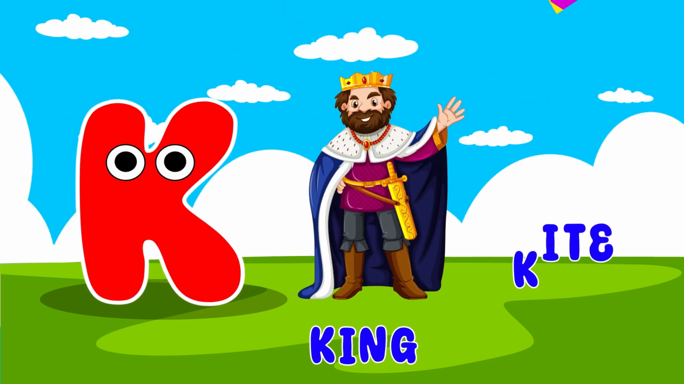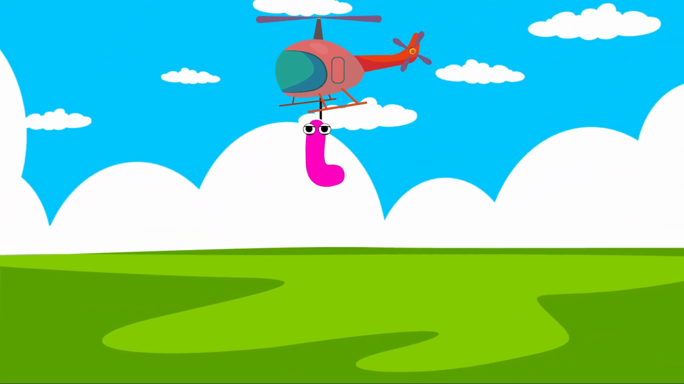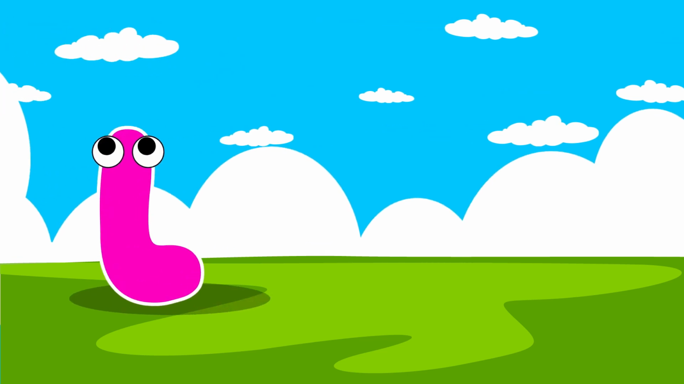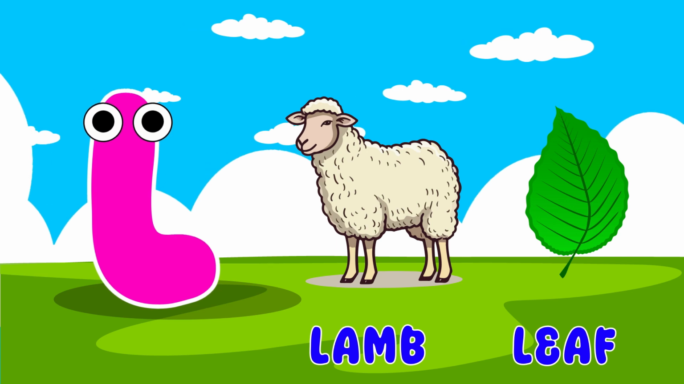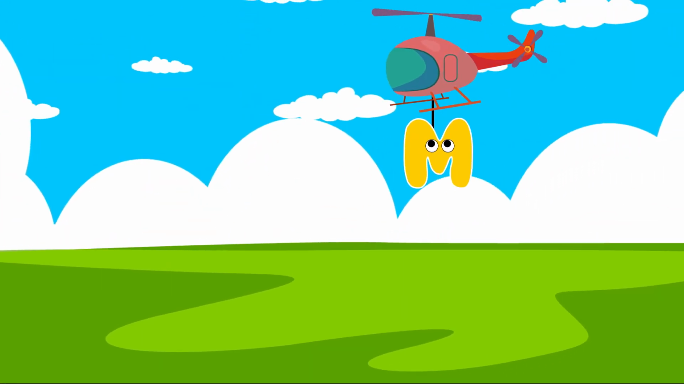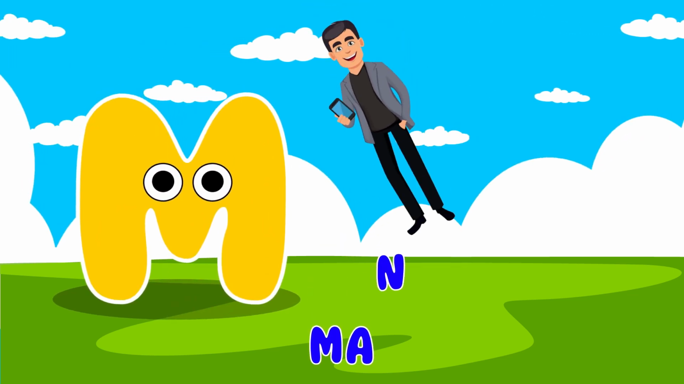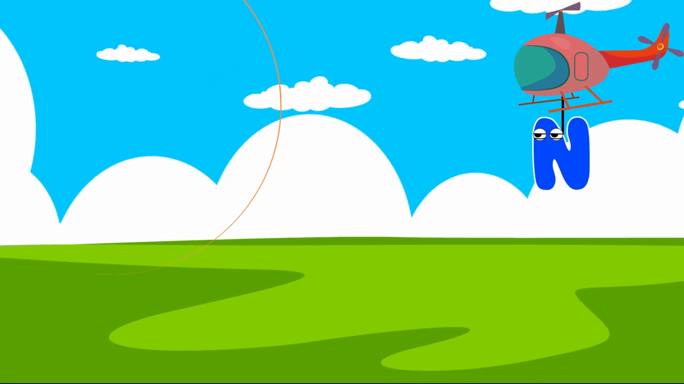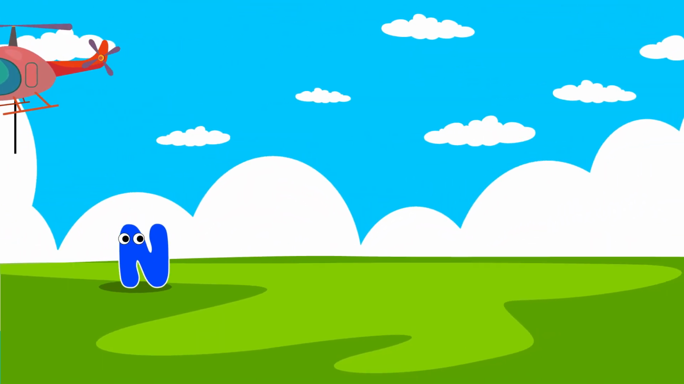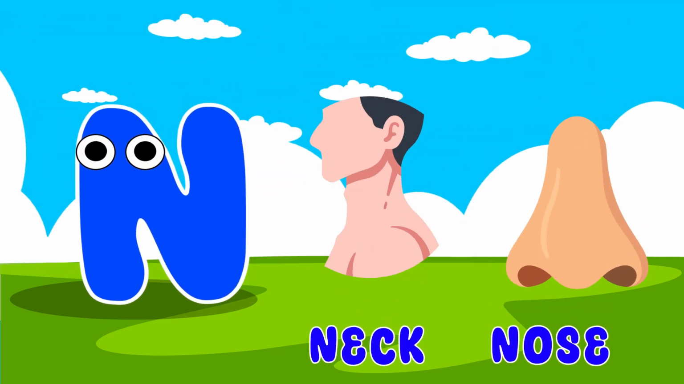K. K for king. K for kite. L. L for lamb. L for leaf. M. M for men. M for monkey. N. N for neck. N for nose.